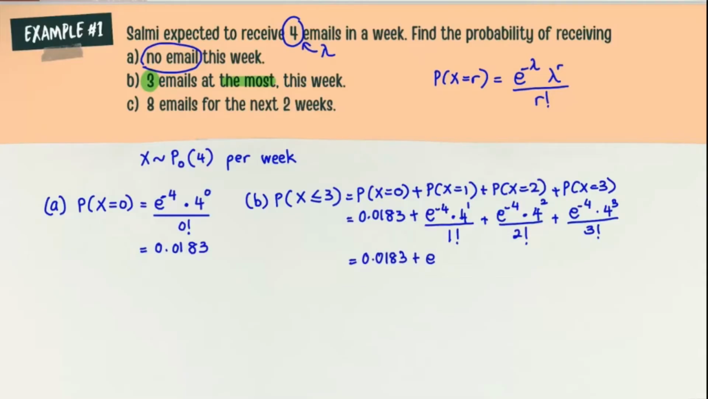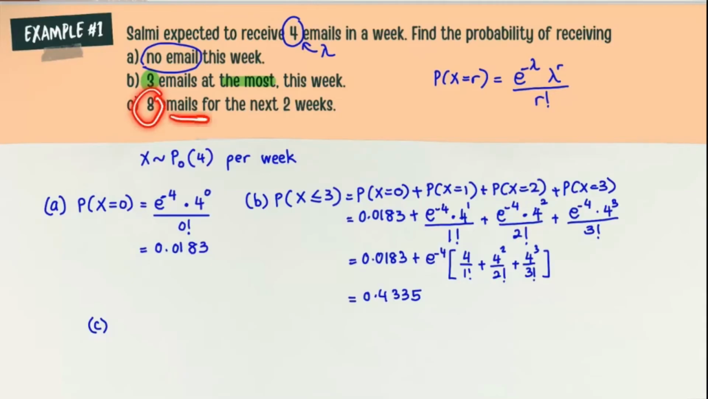Plus e to the power of negative 4 in the brackets, 4 over 1 factorial plus 4 to the power of 2 over 2 factorial plus 4 to the power of 3 over 3 factorial. Nak masukkan macam ni dalam calculator pun boleh. Tapi kalau siapa malas nak buat macam ni, dia boleh masukkan satu-satu like this lah. Okay, so saya dapat jawapan ini 0.4335. So, now kita boleh move kepada question C.